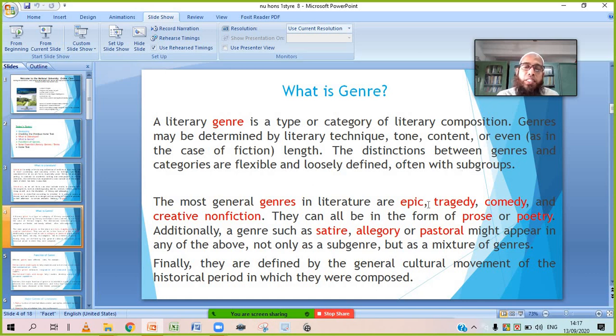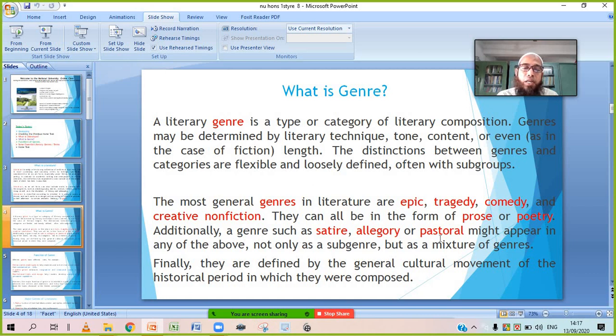The most general genres in literature are epic, tragedy, comedy, and creative nonfiction. They can all be in the form of prose or poetry. So these are the two branches of literature, two categories mainly. First, prose and poetry. All literature goes to these two categories. Prose means without metrical structure, and poetry is with metrical structure. There is a rhyme scheme. So these are the two main categories, branches of literature, two genres of literature.